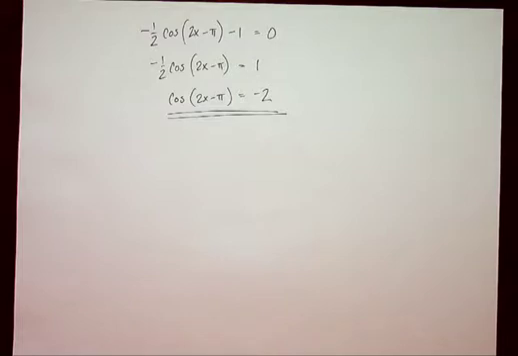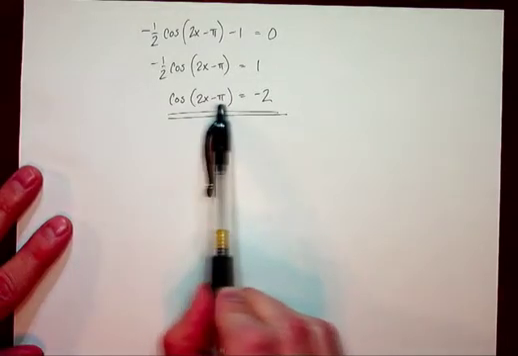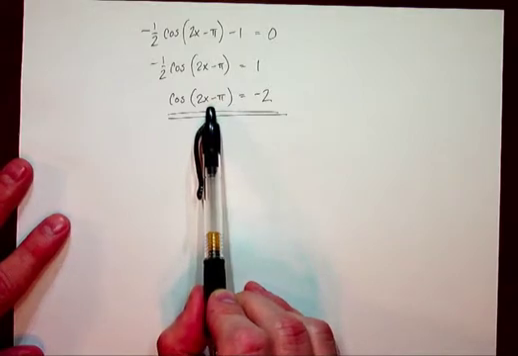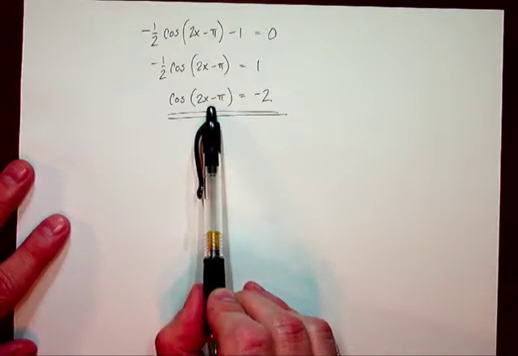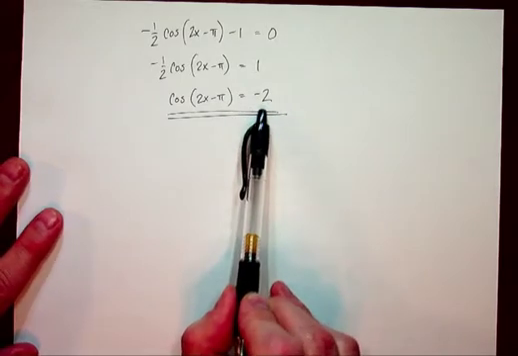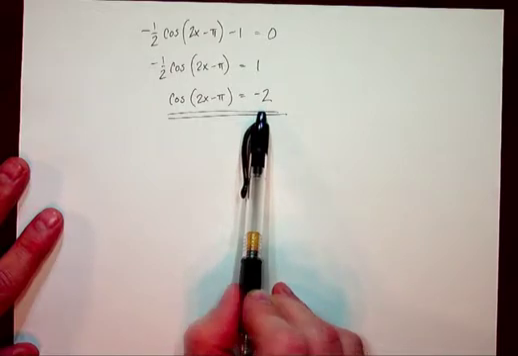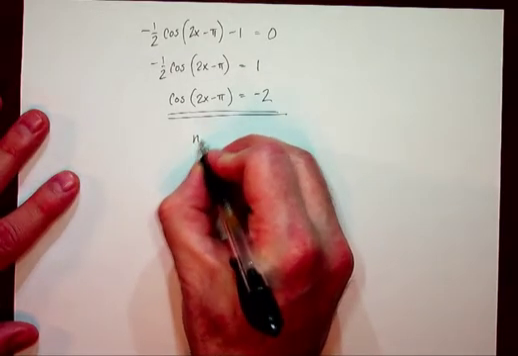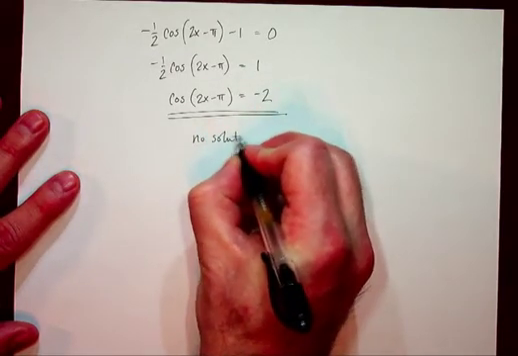And that problem is the analytic indication that there are no x-intercepts. Because cosine oscillates, I don't care what the angle measurement expression is, cosine oscillates between -1 and 1. Cosine can't have a ratio of -2, and therefore there are no solutions.